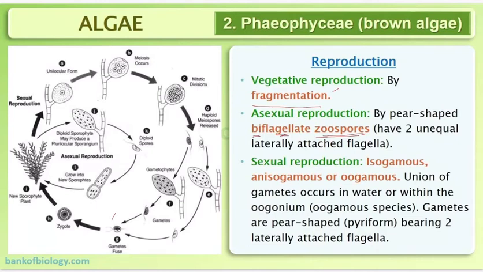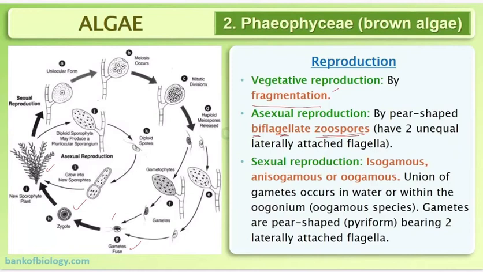They have unequal laterally attached flagella. The presence is this. You can see here, unequal lateral. Sexual reproduction, either of the three forms: isogamous, similar gametes; anisogamous, unequal gametes; oogamous, plus and minus strain, or male and female.